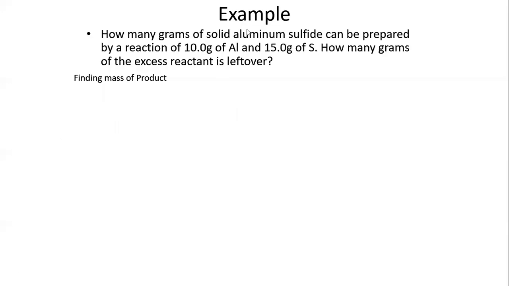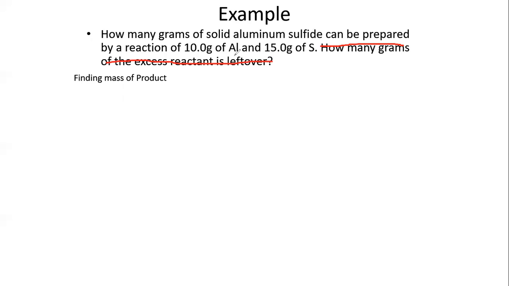So here we have an example. How many grams of solid aluminum sulfide can be prepared by a reaction of 10 grams of aluminum and 15 grams of sulfur? And we can disregard how many grams of excess reactant is left over. We're not going to be talking about that in this lecture.